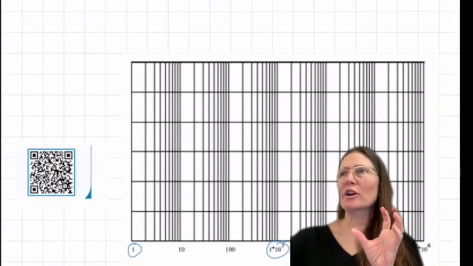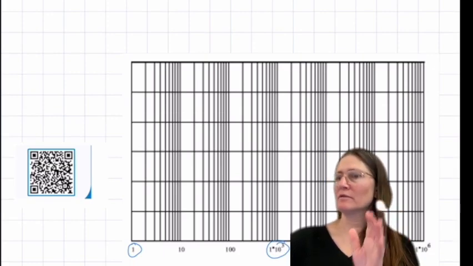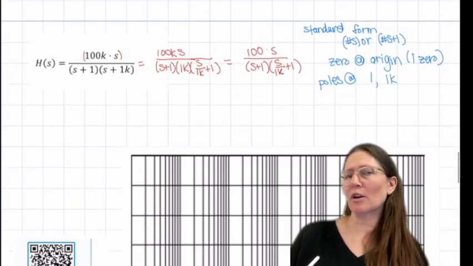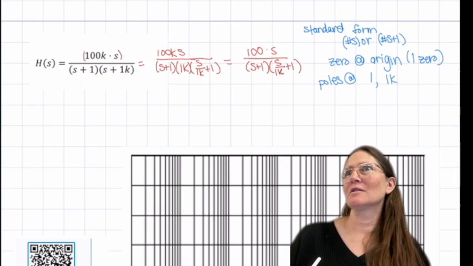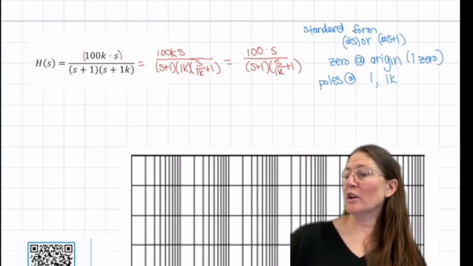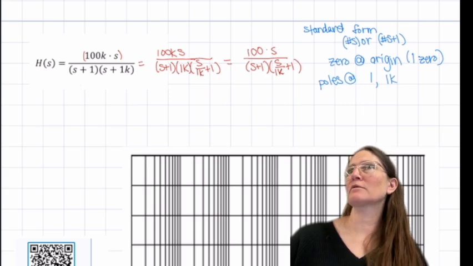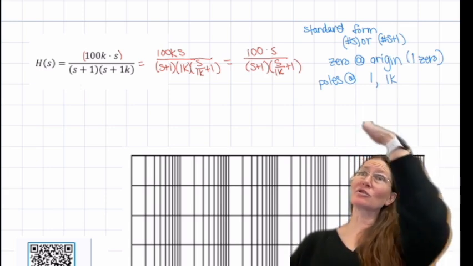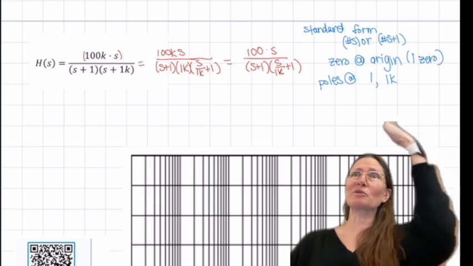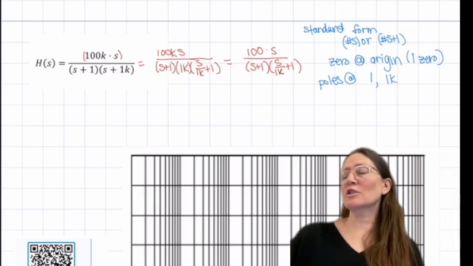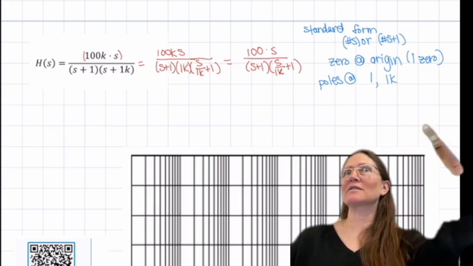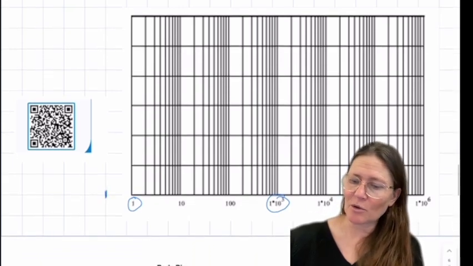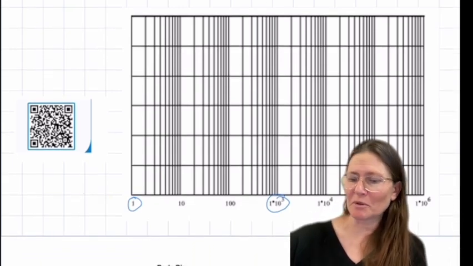How do I know where to start on this graph? Before 1, what do I know my value to be? How do I determine that? What is the zero doing to my graph? Correct. It's going to have a slope. I just don't know where that slope is going through my graph. Since I have a pole at 1, I want to take something about 1 decade before that and calculate it. So I'll give it a little bit more room.